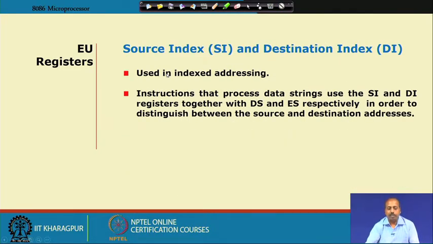Another pair of registers which are common in 8086 is the source index SI and the destination index DI. They are used for indexed addressing and also for string processing. We will see the purposes of SI and DI later when we go to the string operations.